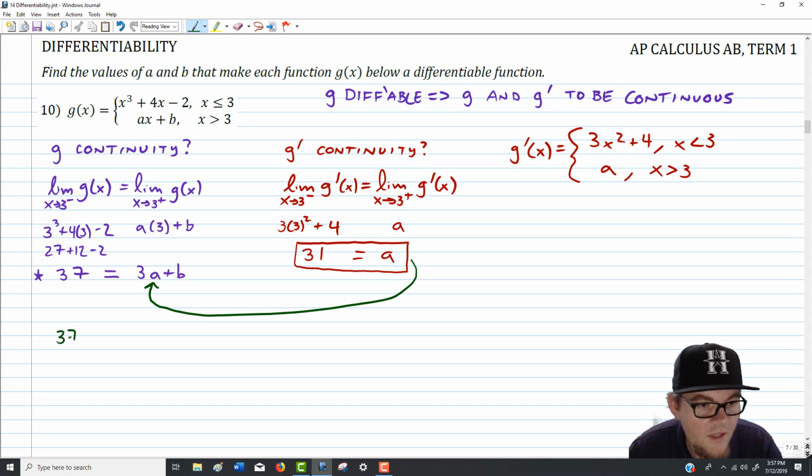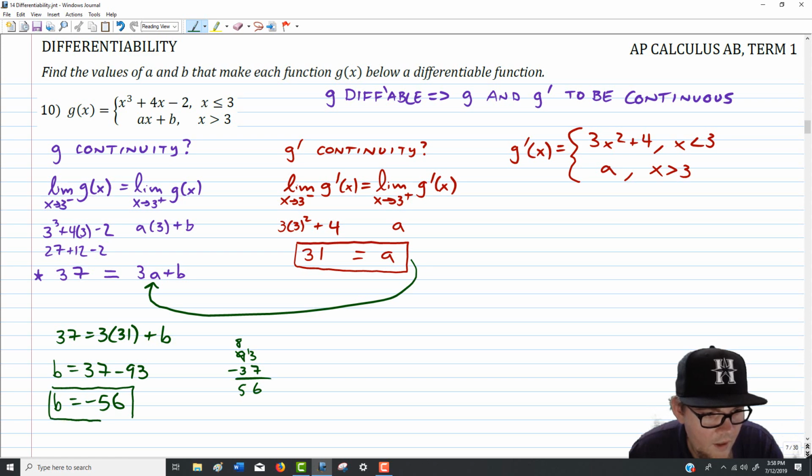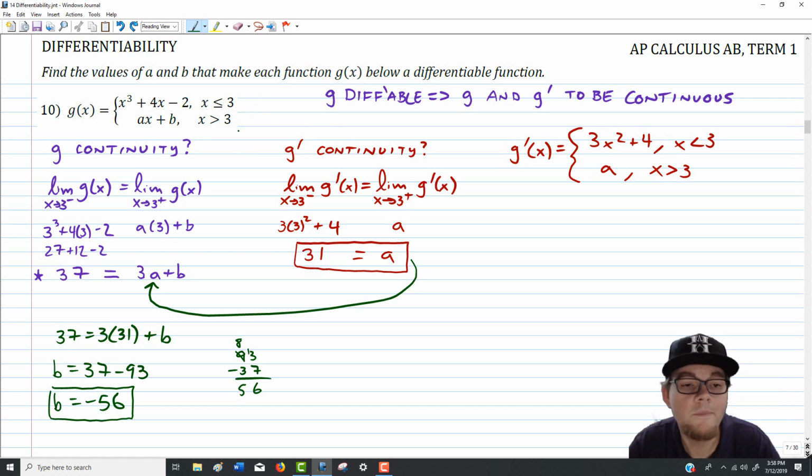In this case, we get 37 equals 3 times 31 plus b. So in other words, b equals 37 minus 93. I think it's negative 56, but let me make sure. 93 minus 37, good old-fashioned arithmetic. 5, 6, yep. So we're going to get negative 56 as b. And there is the second value that we need in order to make this puppy differentiable.